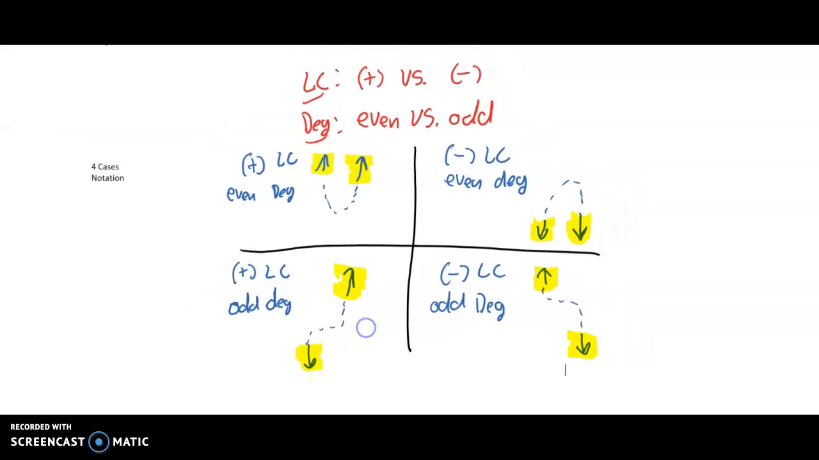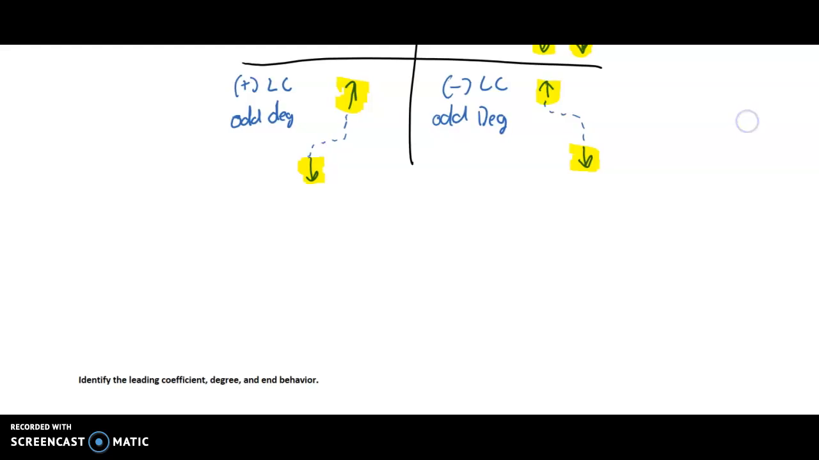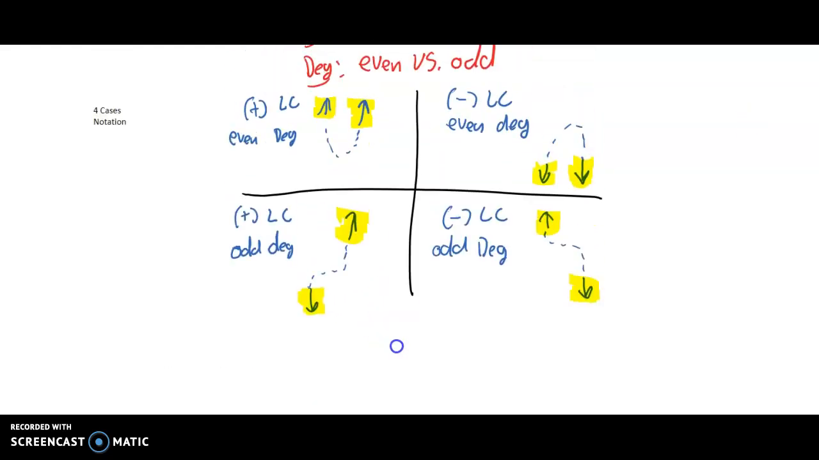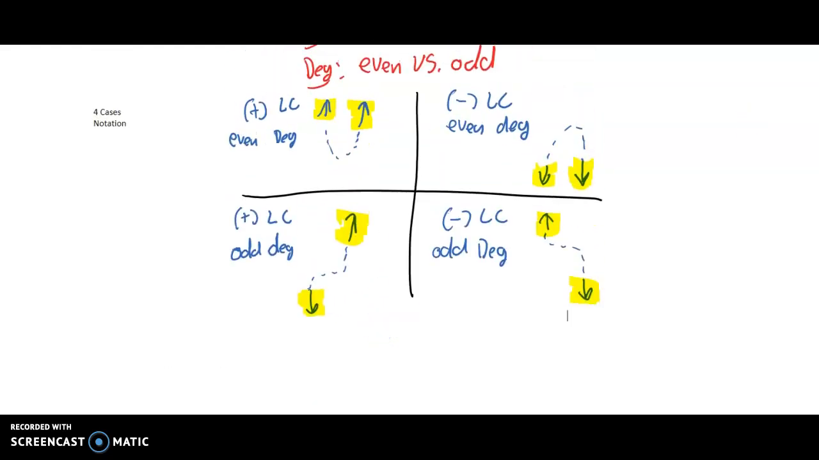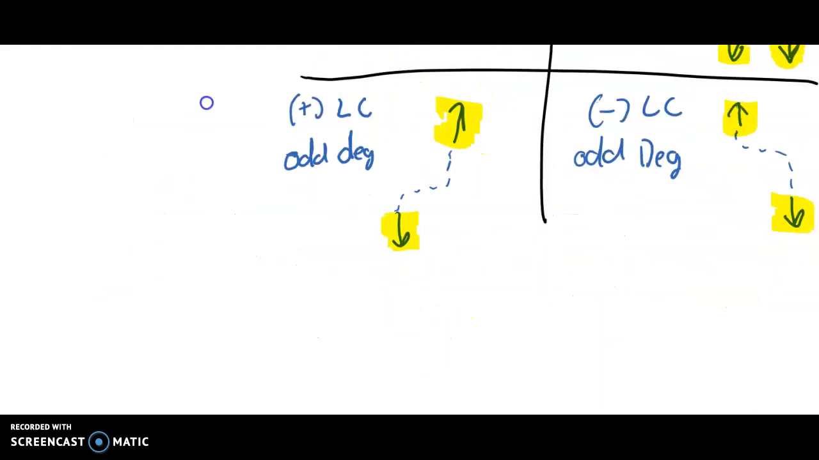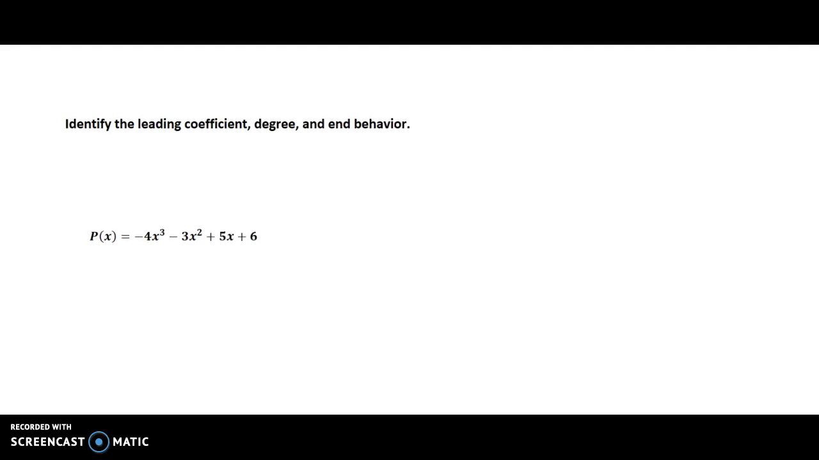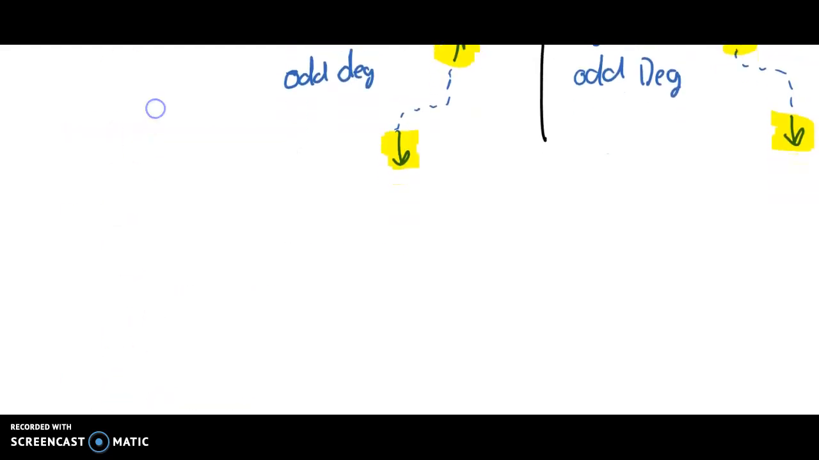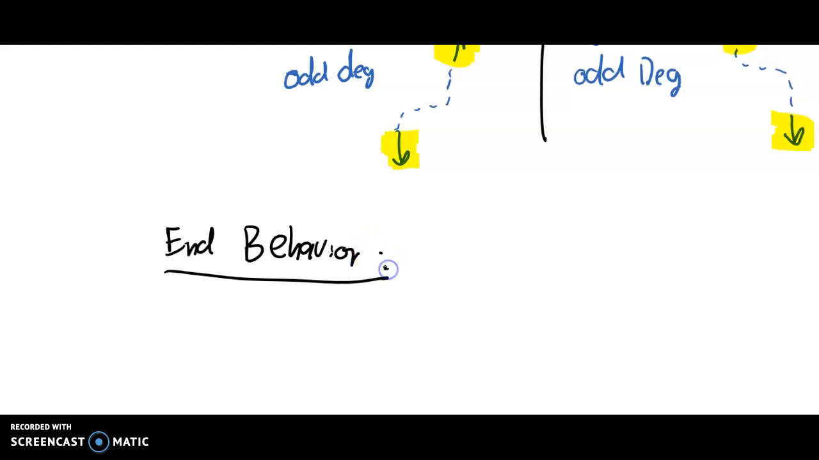Feel free to pause here if you need to catch up. Go to our next example. Oh, shoot. Let's talk about end behavior. So we can describe end behavior. Our notation for end behavior, and I'm going to draw this little squiggle as an example.